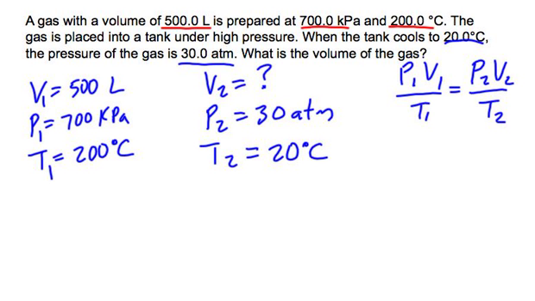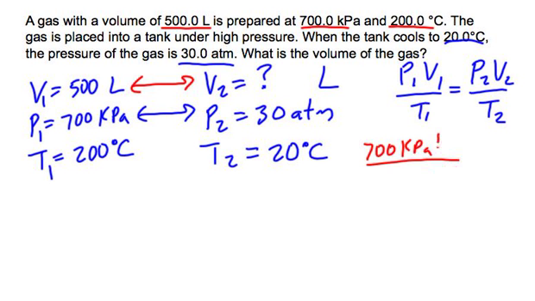We need to make sure first the units are matching. So the volume, we have units of liters. That means our final answer is also going to end up in units of liters. Our pressures don't match, so that means we're going to have to convert one to the other. I like to get in the habit of converting to atmospheres because you can use atmospheres in the ideal gas law. So just a quick side note, I'm going to convert 700 kPa into atmospheres.